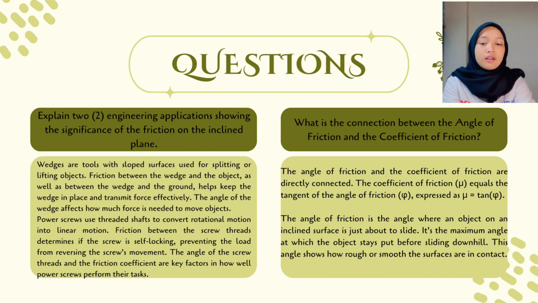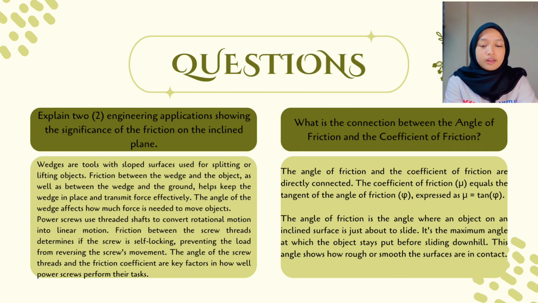So the questions are two. The first one is, what is the connection between the angle of friction and the coefficient of friction? So the angle of friction and the coefficient of friction are directly connected. The coefficient of friction equals the tangent of the angle of friction, expressed as mu equals tan theta.